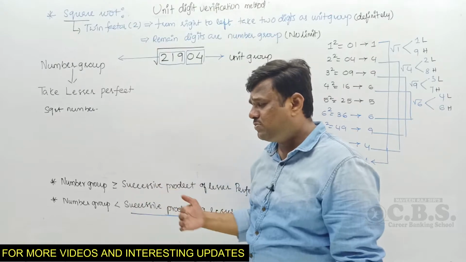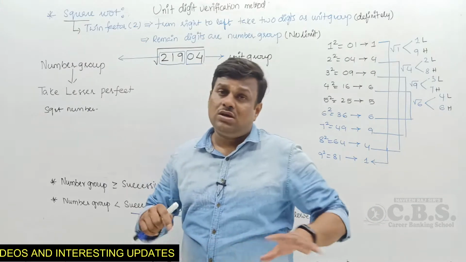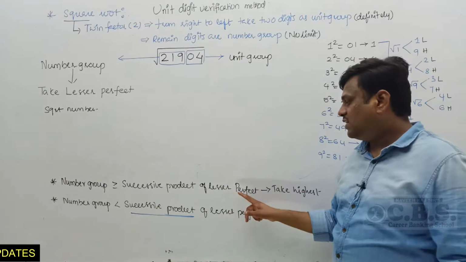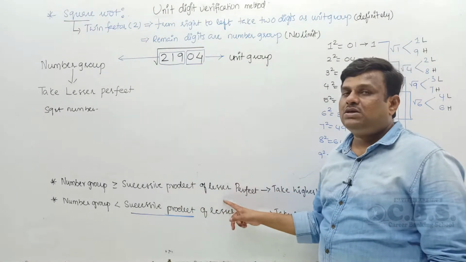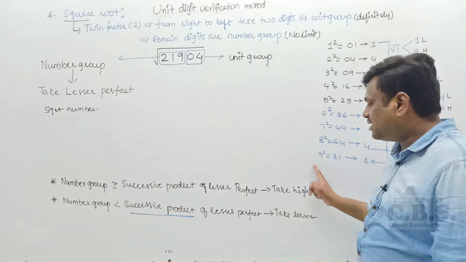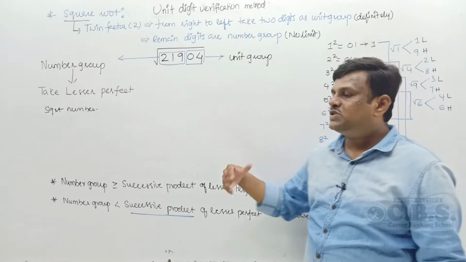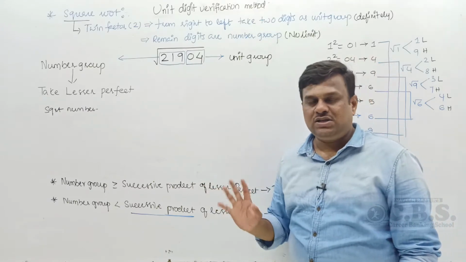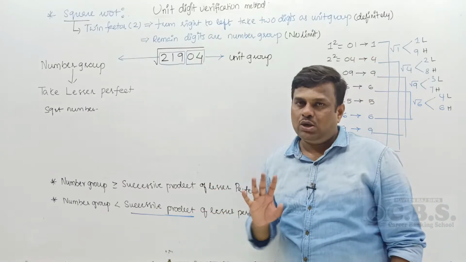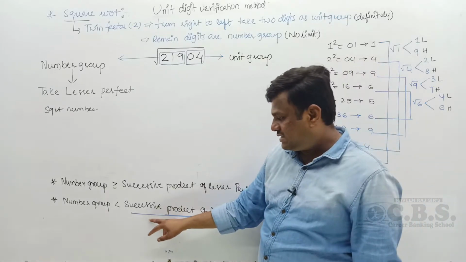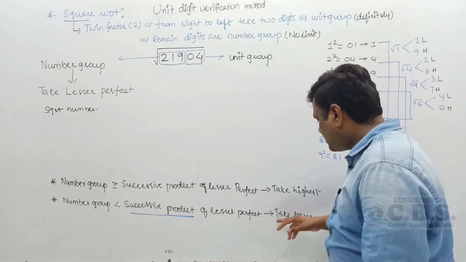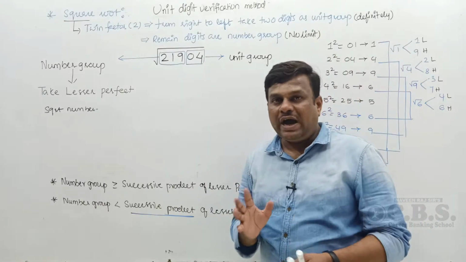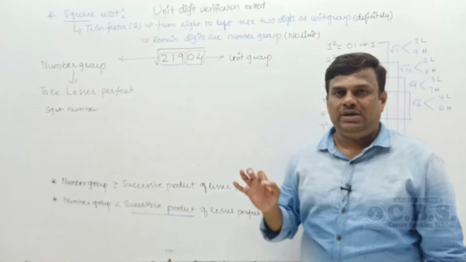If the number group is more than or equal to the successive product of the lesser perfect square root, take the higher digit. If the number group is high, take the higher digit. If the number group is low, take the lower digit. If the number group is less than the successive product of the lesser perfect square root, take the lower digit. This is the condition on the number group to identify which digit is suitable as the unit digit.